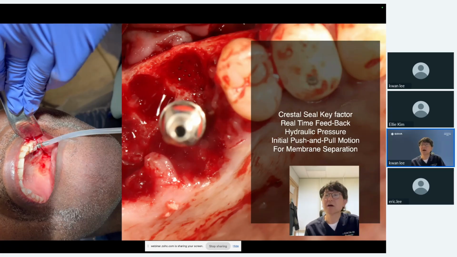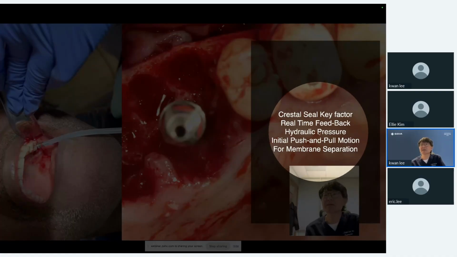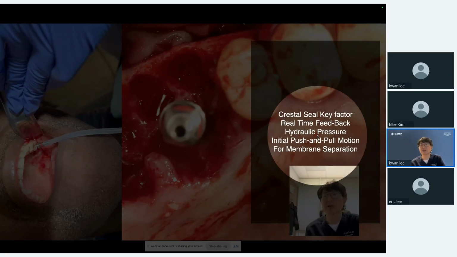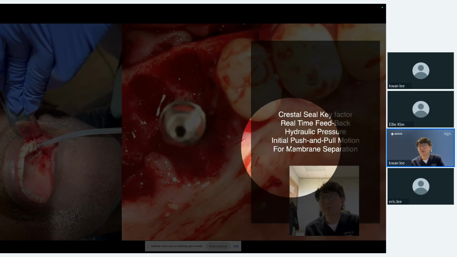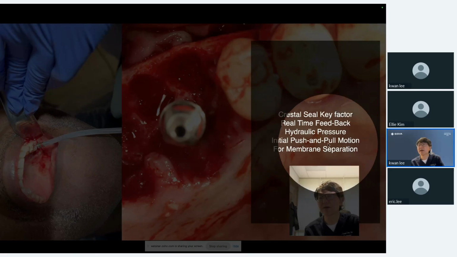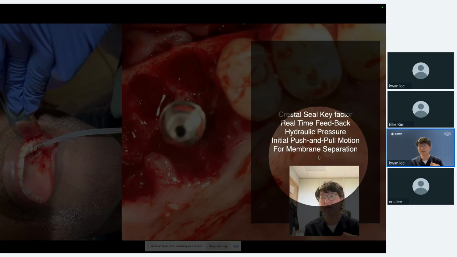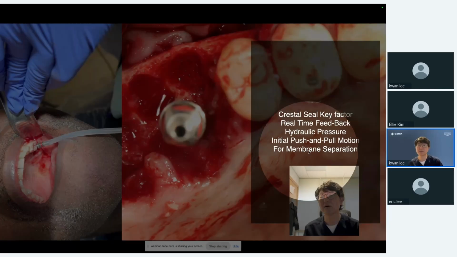So here, the key factor is the crestal seal. Now I have real-time feedback. No crestal sinus technique without a seal will give you this real-time feedback. Hydraulic pressure is very important, and how you do the initial push and pull. I know many doctors are very afraid the first time, so they're not really pushing it or pulling it. Then it's not going to create the initial pressure buildup around the area. There's a way we can do it, which I can teach you later, then doing the membrane separation.